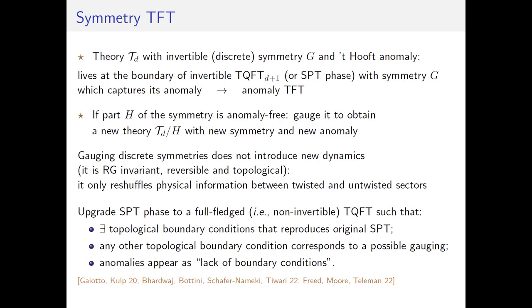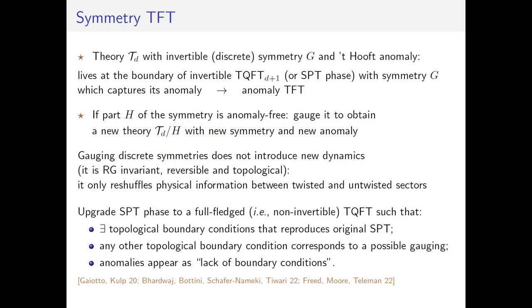Now, suppose that part of this symmetry is anomaly free. Some part H, you can try to gauge it. And by doing it, you produce a new theory that I can call T mod H. And this theory will have a new symmetry because the gauge symmetry disappears, but the new dual symmetry appears, and there will be a new anomaly and so on. However, these discrete gaugings do not introduce new dynamics in the theory. They do not introduce new physical degrees of freedom. They are topological, they do not depend on the RG scale. And so what they do is that they just reshuffle the physical information between twisted and untwisted sectors. But all the same physical information is there.